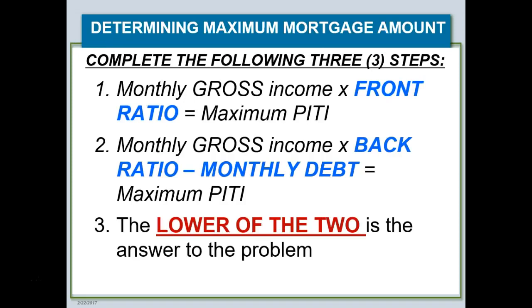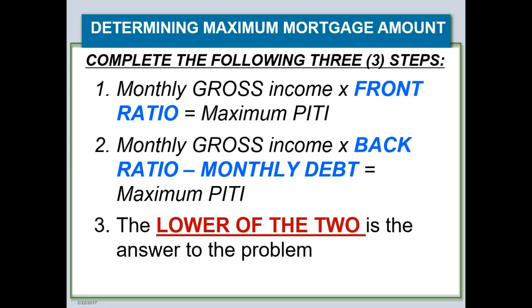Step number 1, and you have to do them all. If you want to know for sure that you're right, you need to do them all. Step number 1 is take the gross times the front ratio. In the problem, they're going to say if it's FHA or if it's conventional. If you don't know what the FHA ratios are, what are you going to do? You can't do it. Step number 1 says take the gross times the front ratio, press equal. Write that down. Step 2 says take the gross times the back ratio minus the debt, press equal. Write that down. Step number 3 says look at both of those. Whichever one is the lowest, that's the answer to your problem.